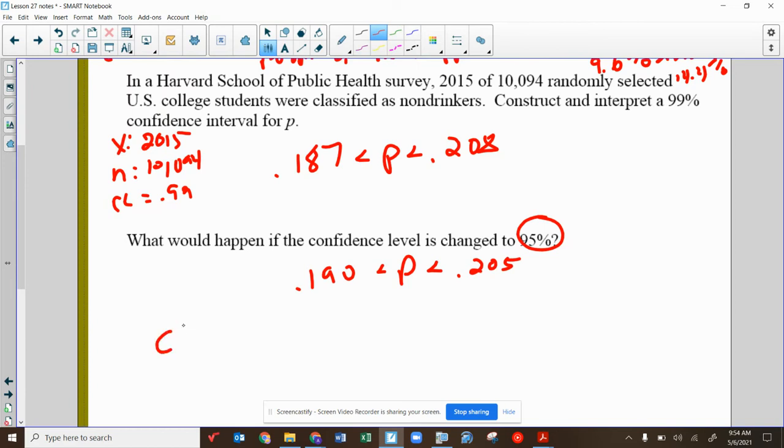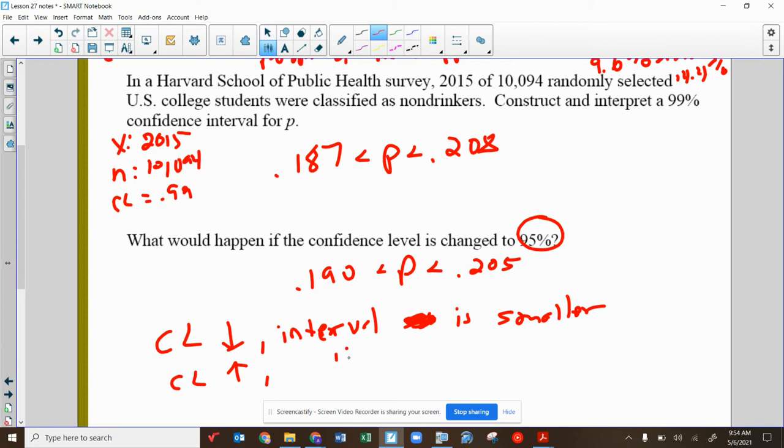So when your confidence level goes down, the interval is smaller. Confidence level increases, interval is bigger. Okay, more confidence means you have to spread your numbers further apart. Smaller confidence or less confidence, numbers can be closer together. All right, so that's lesson 27.